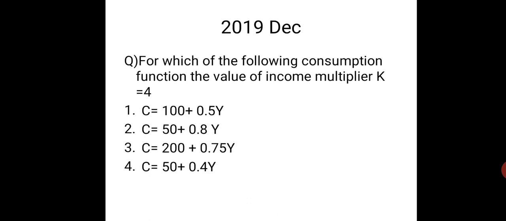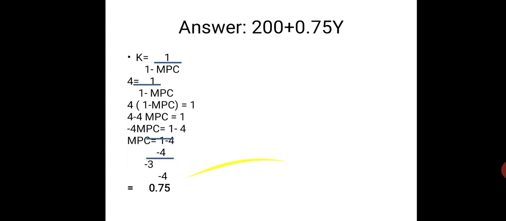Take the formula 1 by 1 minus MPC and substitute each MPC, like 1 by 1 minus 0.5, 1 by 1 minus 0.8. Like that you can substitute it in each of the consumption functions and find out which of them will bring K equal to 4. Or you can do this, just substitute it in the formula.